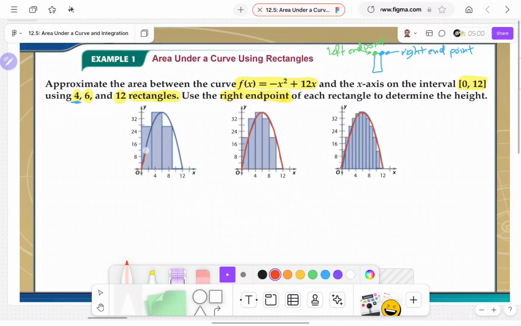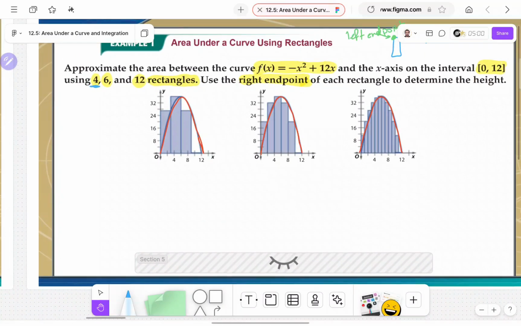But here, for example, let's say it's 4 rectangles. With 4 rectangles, I'm losing a lot of area that I didn't find. So what should I do? More rectangles, more accurate. Now, let's do the basic part, which is I need to find the area.